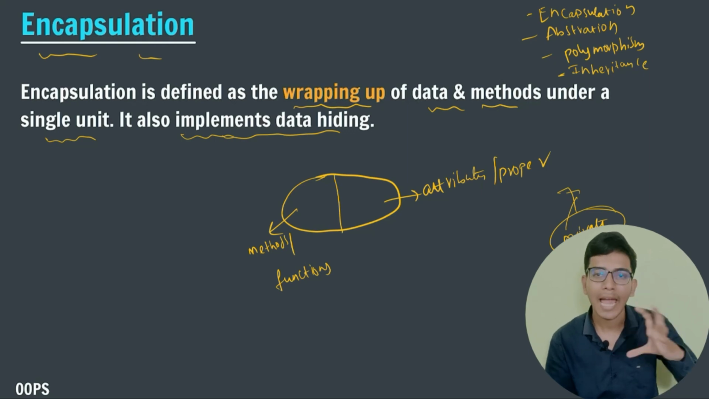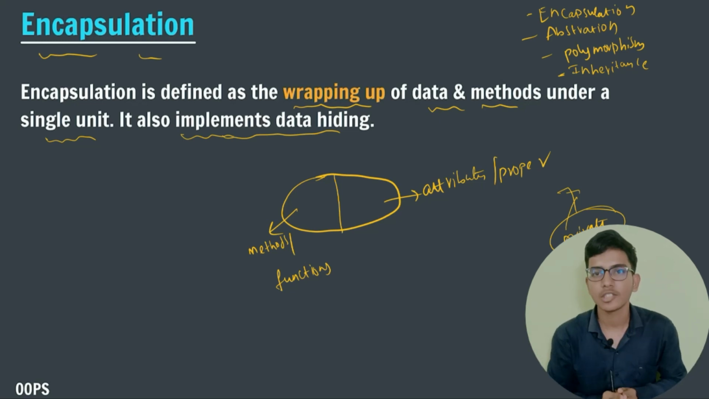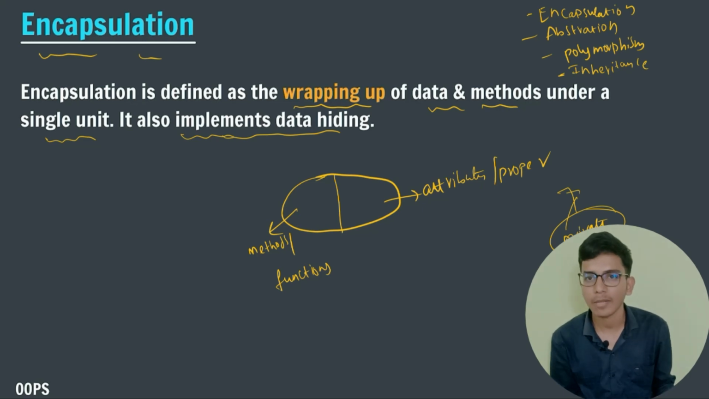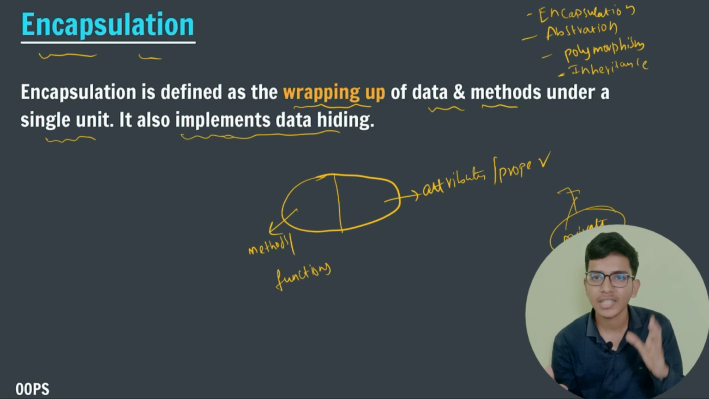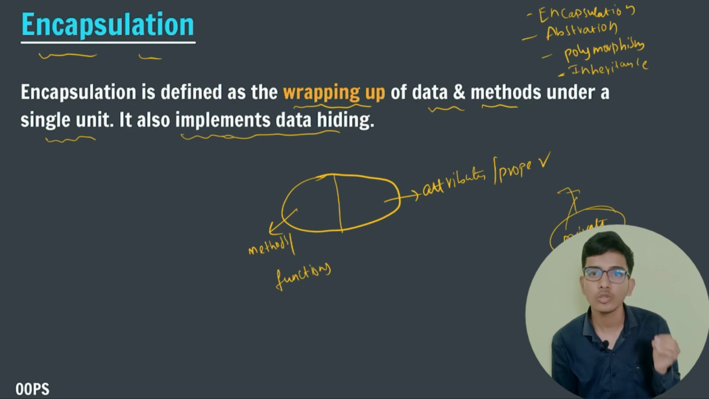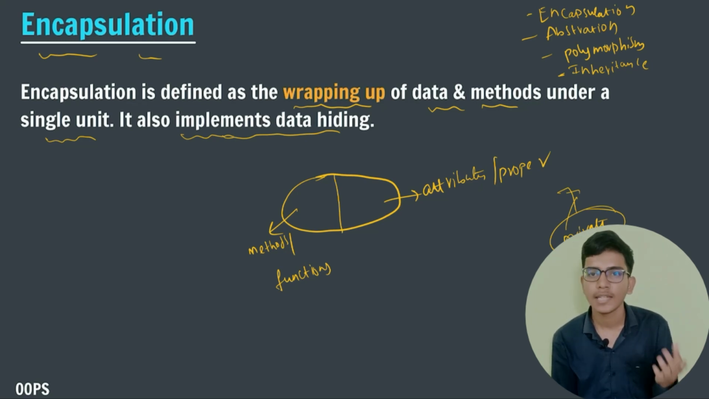So wrapping up of attributes or properties with methods, the combination of these two things, is known as encapsulation. So when someone asks you to define what is encapsulation, you just tell them that wrapping up of methods and attributes is known as encapsulation, and encapsulation is also used to implement data hiding from our user. If you want to hide some data which is not that much needed for our user, then you will use encapsulation techniques, that is using access modifiers: private, public, protected and default. So this is the concept of encapsulation.